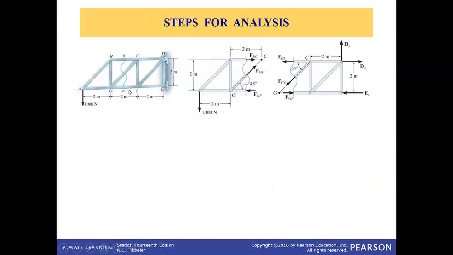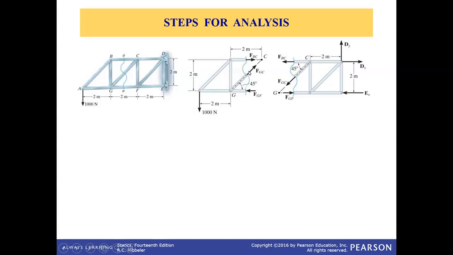So what we do here is we take the cross section, we expose the internal forces, and we have considered the left. Once we take the section at AA, we have the freedom to select either only the left side of the section or the right side of the section. In this example, we have selected the left side and exposed the internal forces FBC, FGC, and FGF. Looking at the arrows, we are assuming that members FBC and FGC are in tension, and FGF is in compression because it is going inside the member.